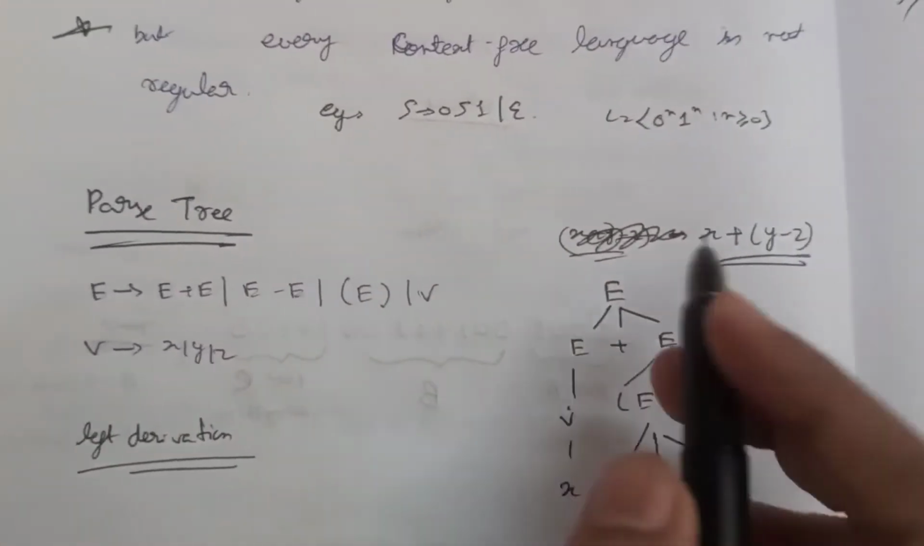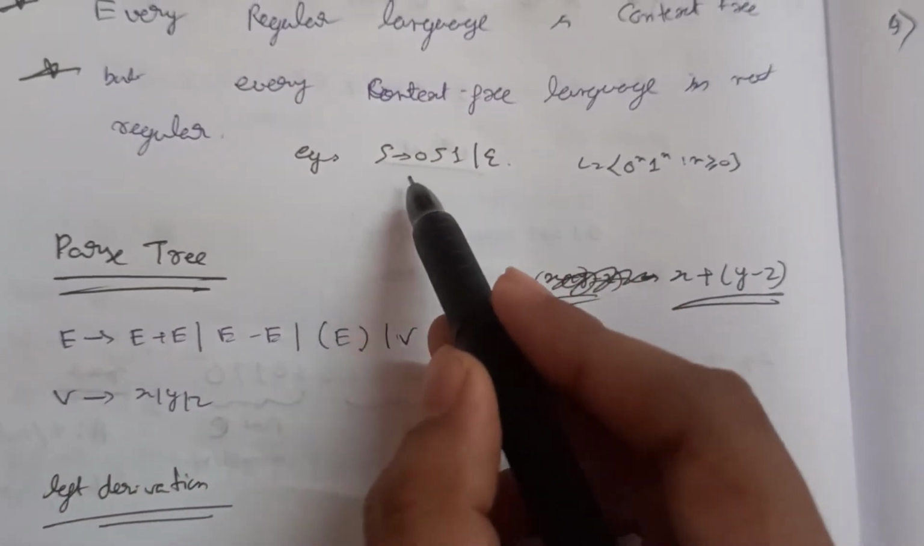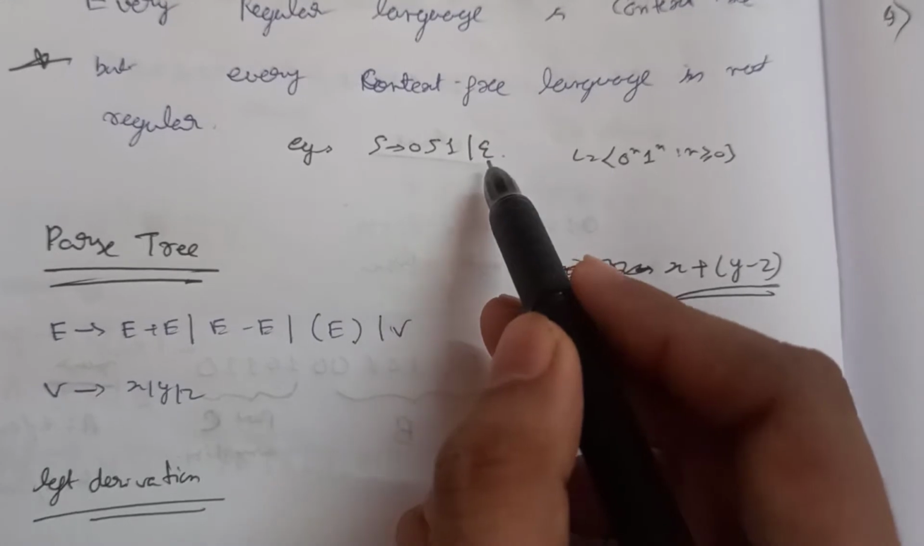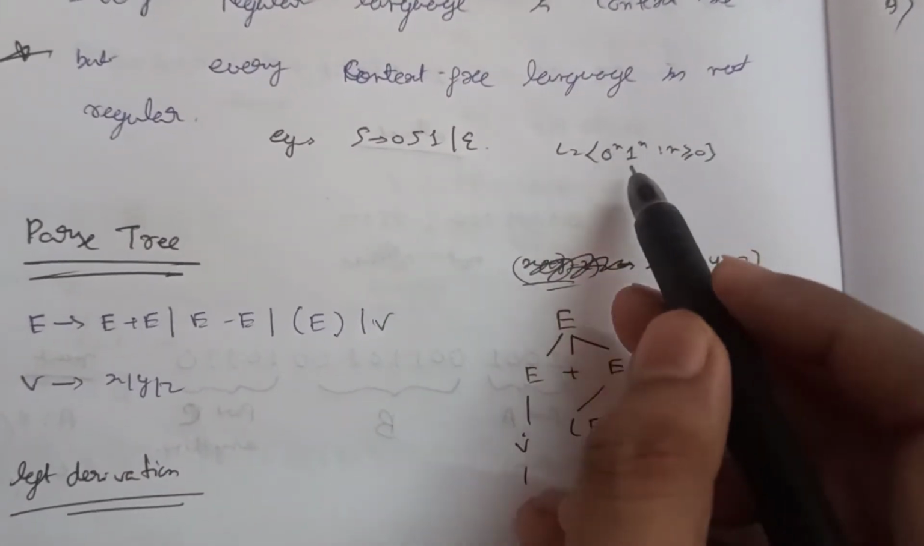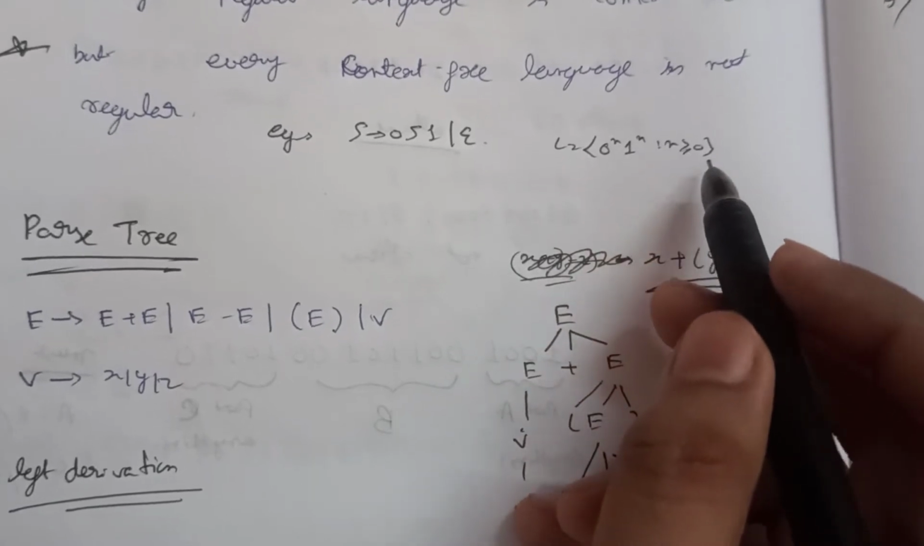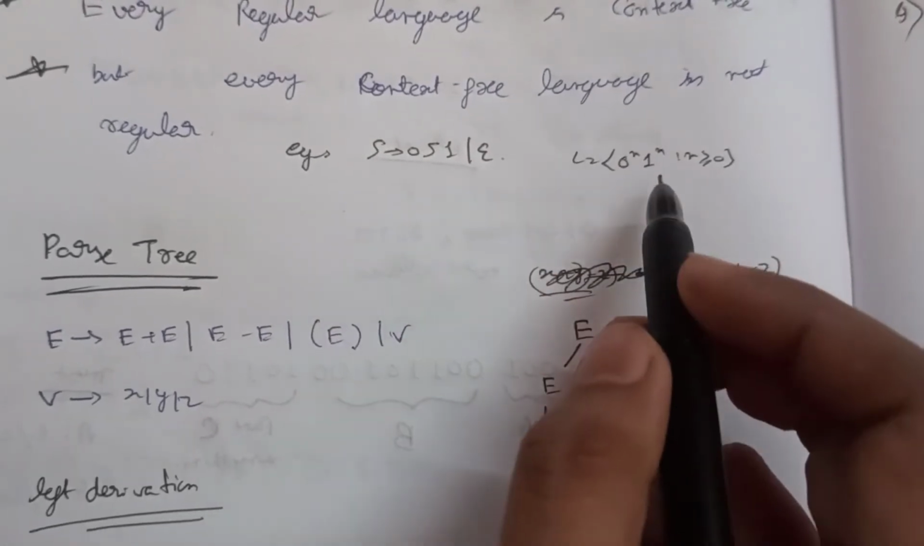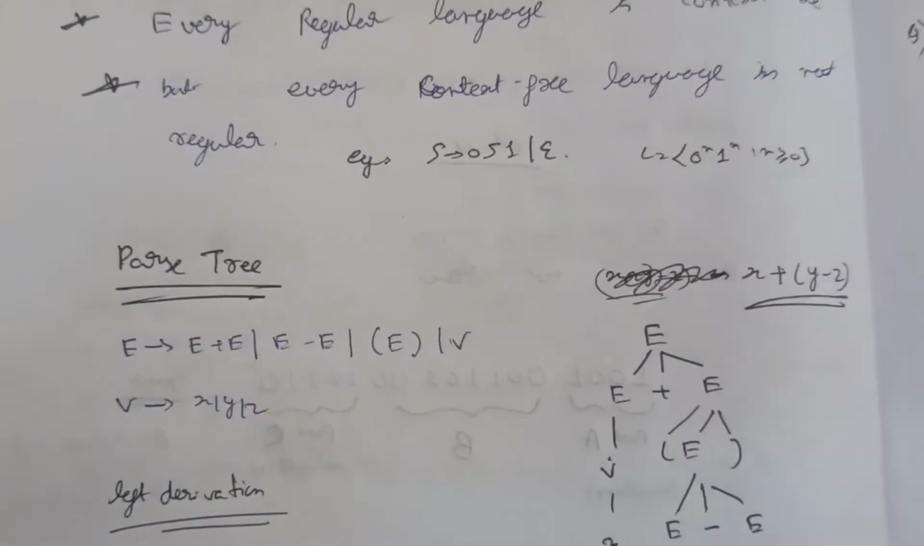So there's an example. This is a context-free grammar, S to 0 S 1 and null. So the language of this will be 0 to the power n, 1 to the power n, where n is greater than or equal to 0. This is a context-free language, but this language is not a regular language.